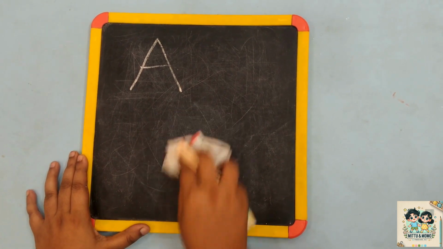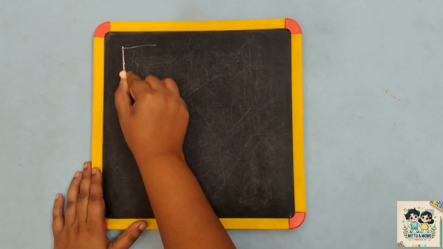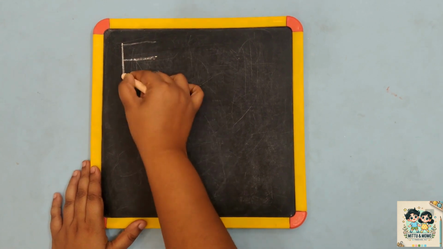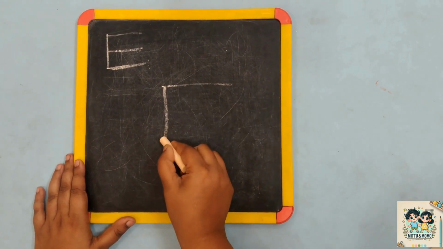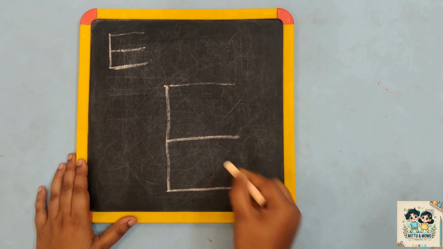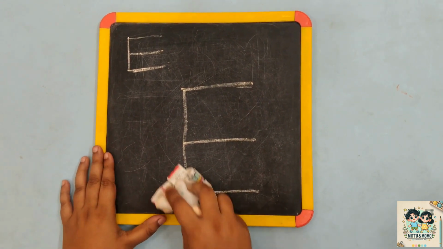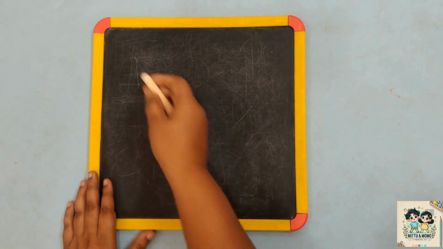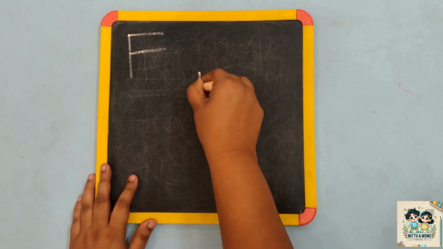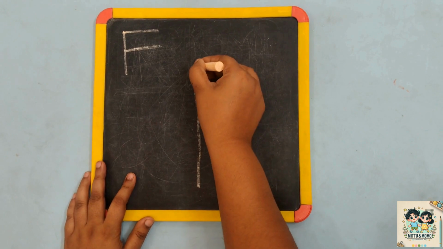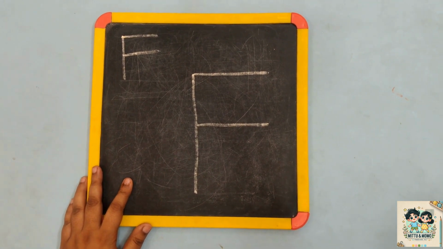Next, let's see some more letters. Next, the letter E. Okay, let's see how we can write this. One standing line and 1, 2, 3 sleeping lines. Isn't it easy to teach children? So let's go to another letter. This is letter F. First, a standing line and 2 more sleeping lines. 1, 2. This is letter F.